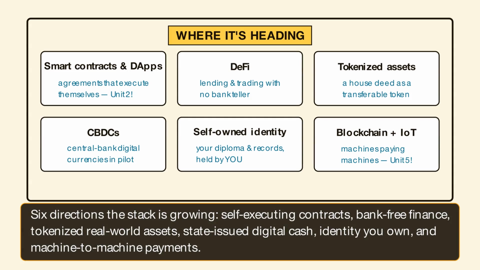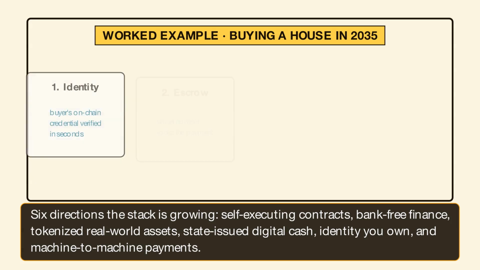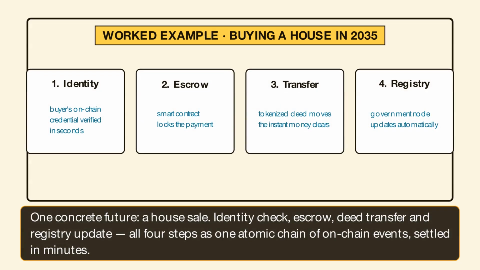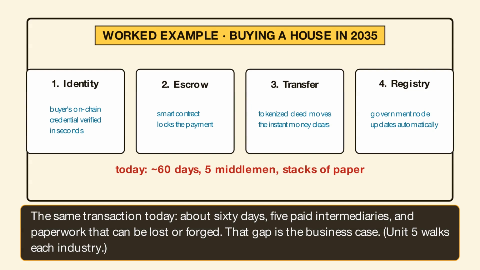6 directions the stack is growing: self-executing contracts, bank-free finance, tokenized real-world assets, state-issued digital cash, identity you own, and machine-to-machine payments. 1 concrete future: a house sale, identity check, escrow, deed transfer and registry update, all 4 steps as one atomic chain of on-chain events, settled in minutes. The same transaction today, about 60 days, 5 paid intermediaries, and paperwork that can be lost or forged. That gap is the business case. Unit 5 walks each industry.